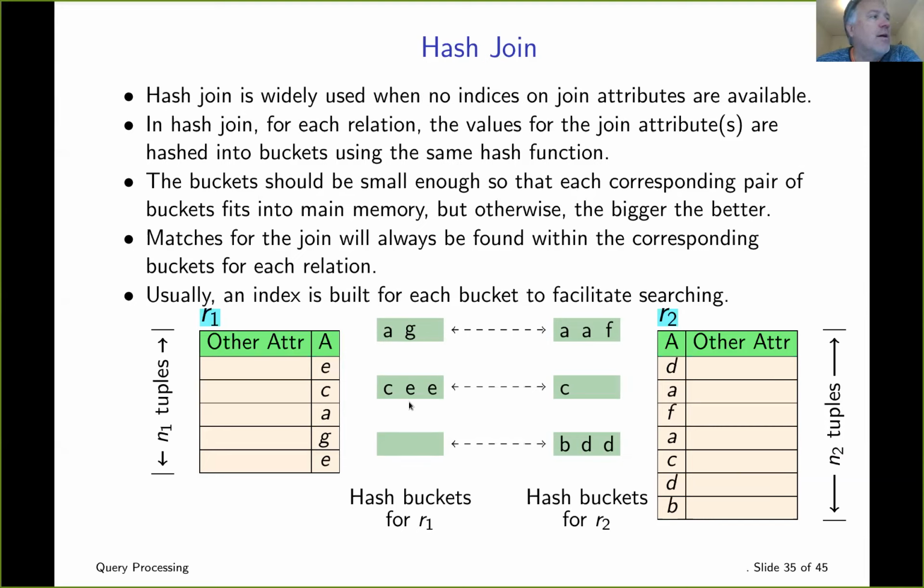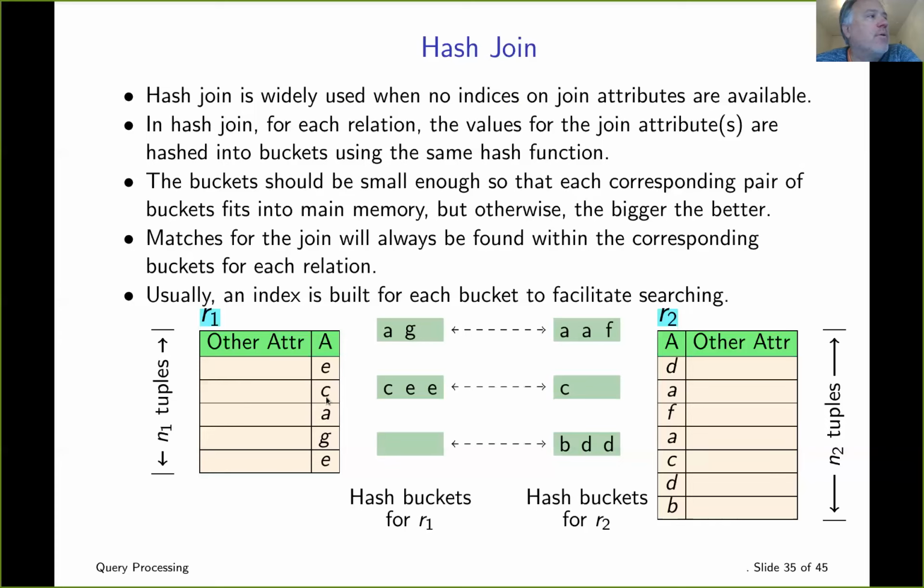So this will hash into this bucket. C will hash into that bucket. A will hash into that bucket. G will hash into that bucket. E will hash into that bucket. Just kind of randomly based on the hash function. Using the same hash function, D over here is going to hash into that bucket. But here's the important point. A is going to hash into the same corresponding bucket here, because we're using the same hash function.